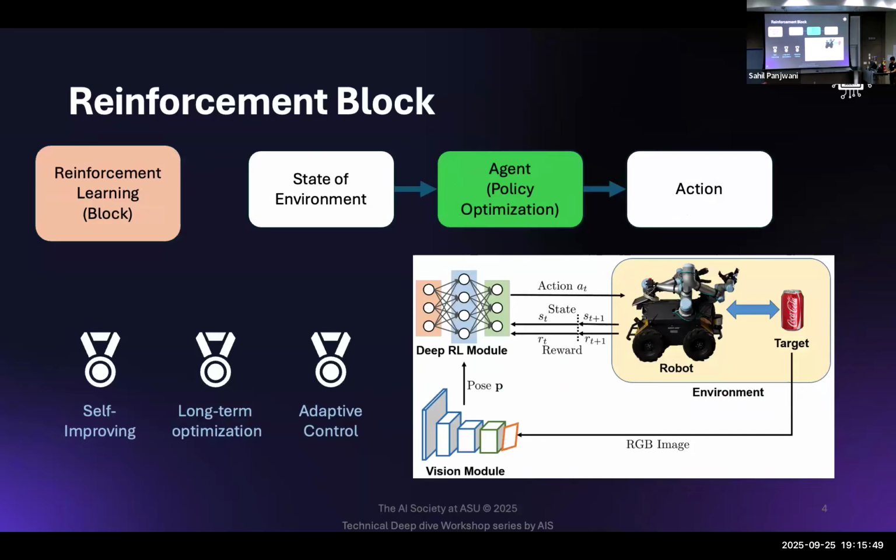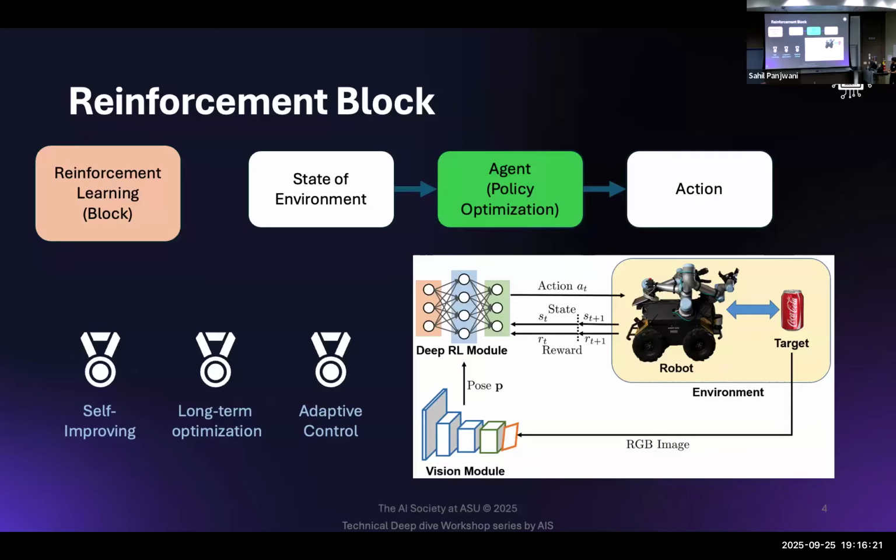Moving on, the next is what I call the reinforcement block. And over here, we're not just focusing on the data passively, but also in an interactive environment. So here we have an agent that observes the state of the environment, takes an action, and then receives a reward. And over time, the agent learns a policy, which basically is a strategy to maximize the said rewards.